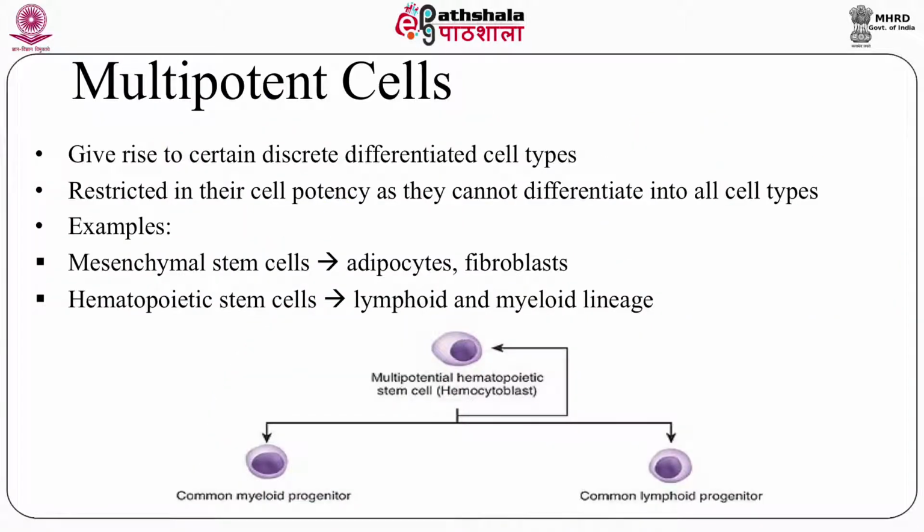Let's now see multipotent cells. Multipotent cells can give rise to certain discrete differentiated cell types but are restricted in their cell potency as they cannot differentiate into all cell types. Examples of multipotent cells include mesenchymal stem cells that can differentiate into various tissues like adipocytes and fibroblasts, and also hematopoietic stem cells that we have just seen, which can differentiate into lymphoid and myeloid lineage and to a multitude of cell types.